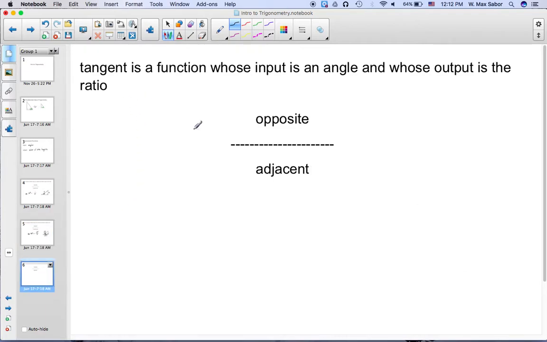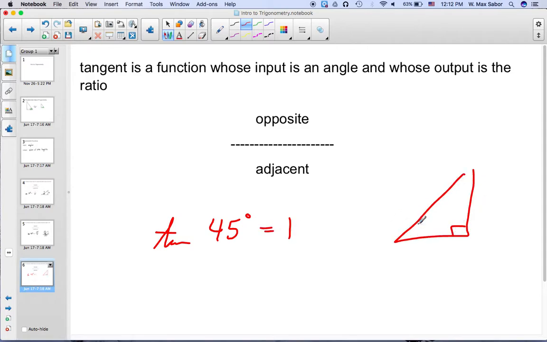And then tangent is a function whose input is an angle and whose output is the ratio opposite over adjacent. So tangent of 45 degrees, for example, is 1, because when I take a 45, 45, 90 triangle, we know that the ratio of the sides is 1, 1, and square root of 2. So that's what tangent is.